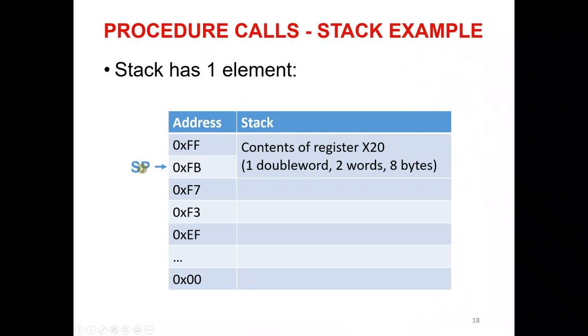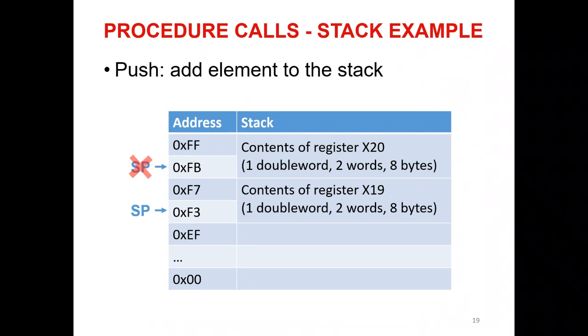So initially our stack pointer points to this address, and we have only one register, x20. Imagine that now I want to push another element to the stack. Then my stack pointer increases by 2 addresses, well, 4 plus 4, because I'm inserting another register which has 64 bits.